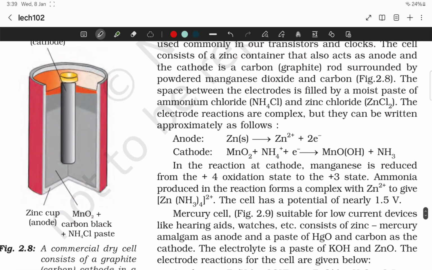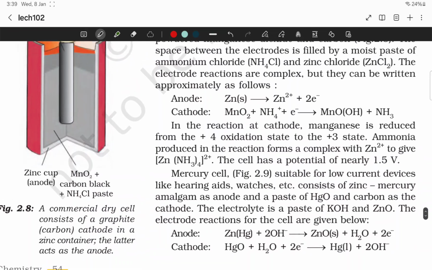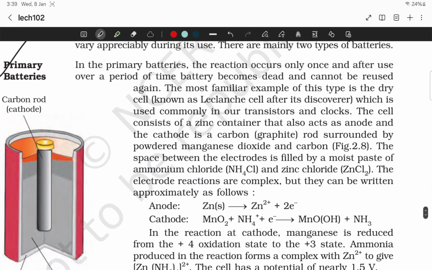One most important example is the normal dry cell or Leclanché cell. In primary batteries, the reaction occurs only once, and after use over a period of time, the battery becomes dead and cannot be reused. The most familiar example of this type is a Leclanché cell or dry cell, which is commonly used in transistors and clocks.